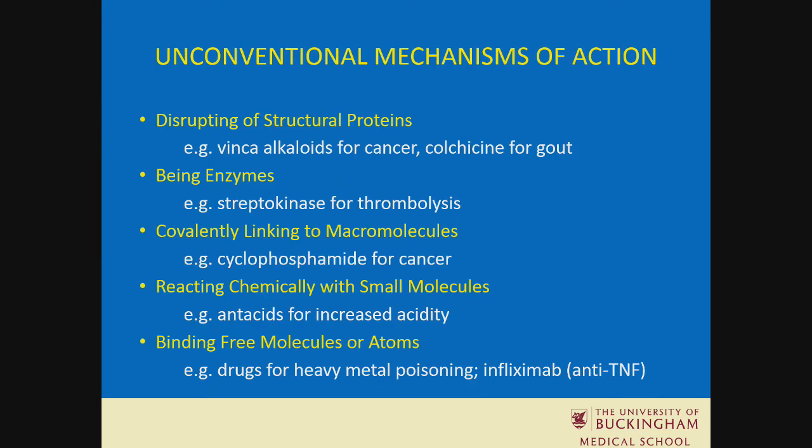But there are a number of drugs that have rather unconventional mechanisms of action, probably quite crude mechanisms of action, if you like. So you can disrupt structural proteins. A series of drugs, ancient drugs actually, called the Vinca alkaloids, degrade the cell cytoskeleton, which causes those cells to break down, and they're used in cancer. Colchicine is a similar kind of thing for the treatment of gout. These drugs are also very useful experimentally if you're a biochemist and you want to study certain pathways, so they're quite interesting from that perspective.